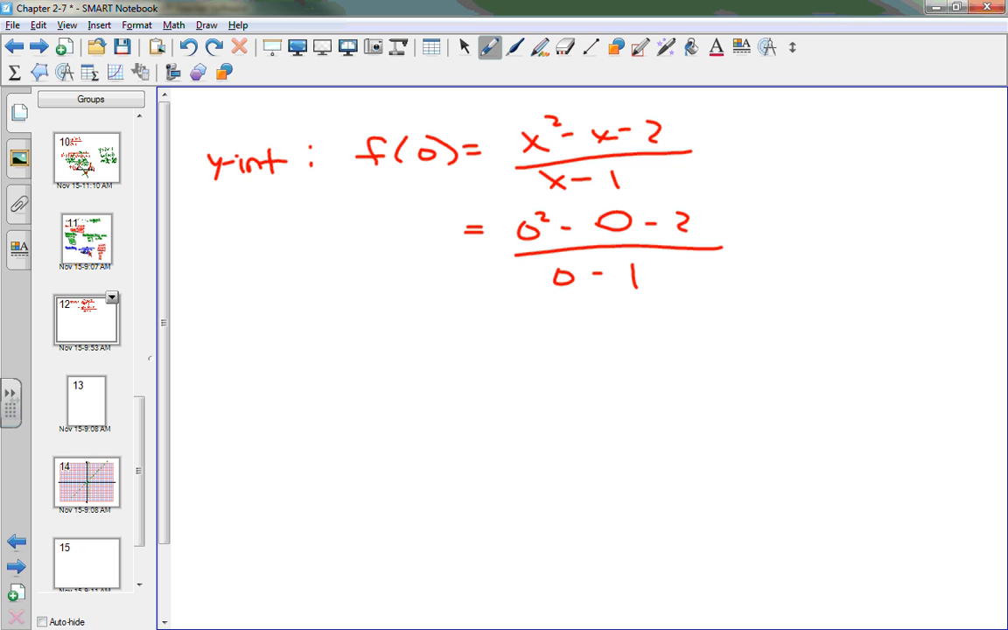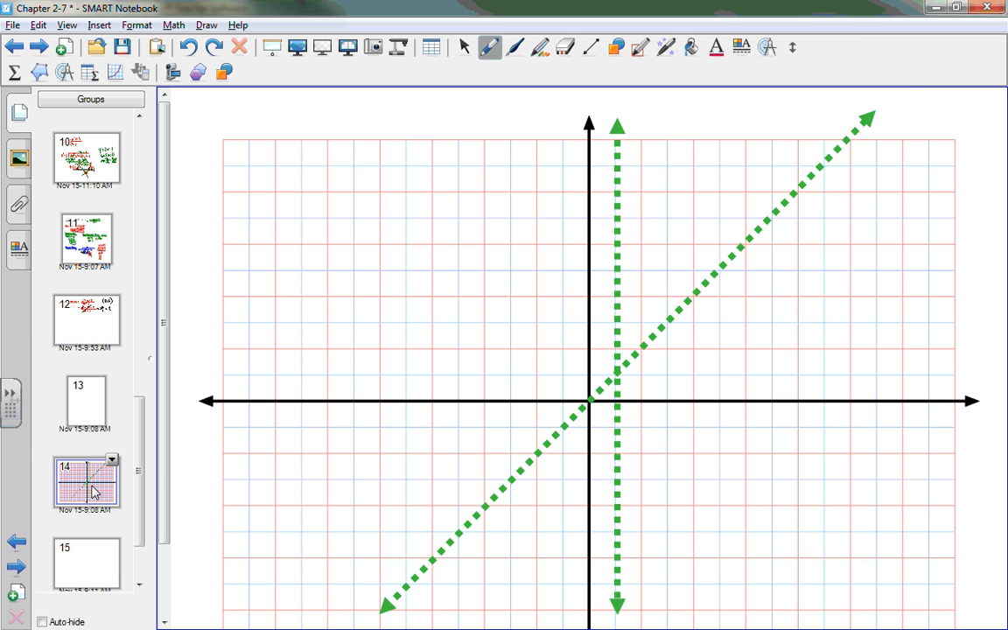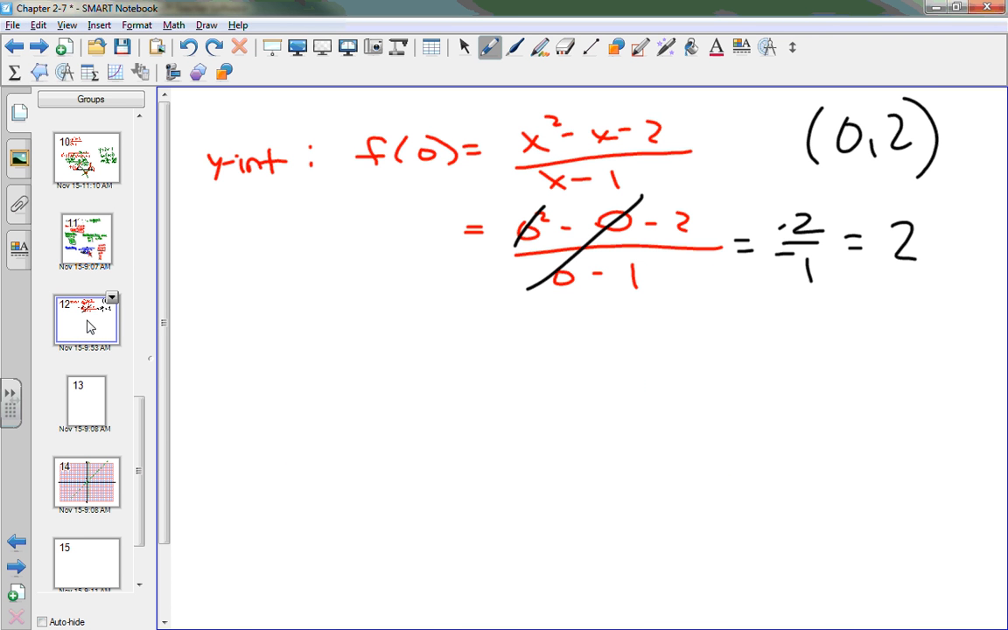So what's going to happen to those zeros there? They're gone. I'm left with -2 over -1. And what is -2 over -1? 2. So what are we actually getting out of here? Y equals 2, when I plug in 0 for x. So I have the point (0, 2). Go back over to your graph and plot the point (0, 2). There is my lovely little y-intercept.